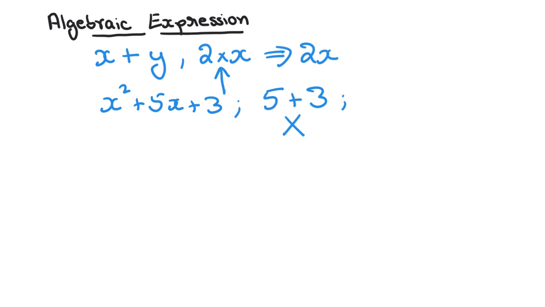Okay, another one. x squared plus 2y plus z. Is this an algebraic expression? Yes, because it has 3 variables in it. Remember, an algebraic expression is an expression with one or more variables with an operational symbol. Get this point? Now, with this understanding, we will try to figure out what is the definition of a polynomial expression.